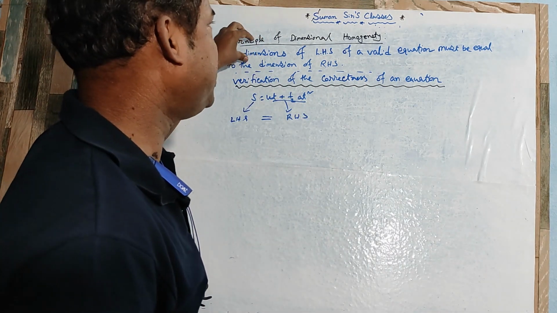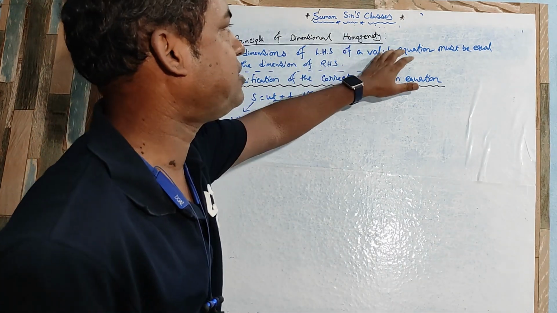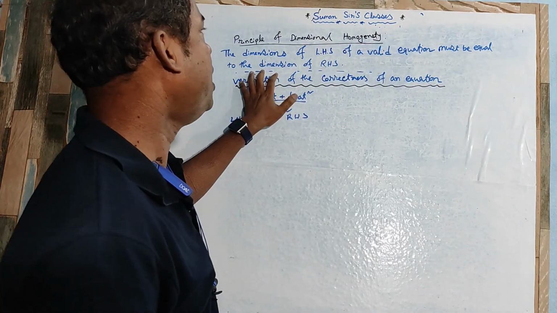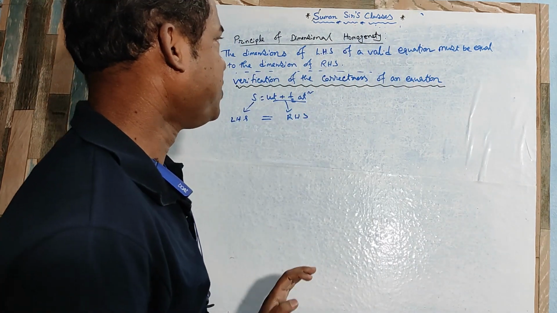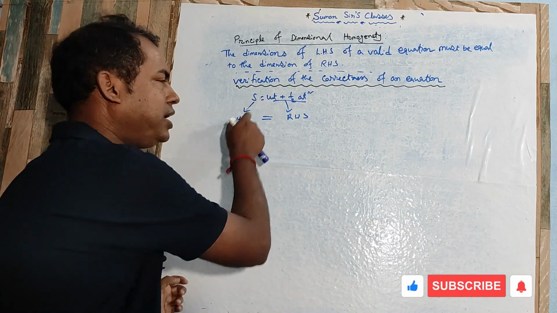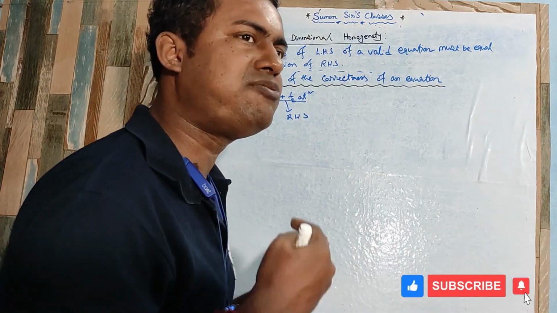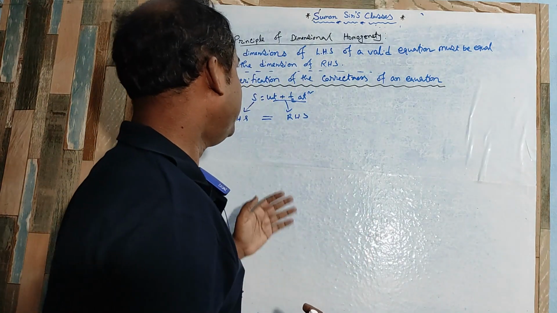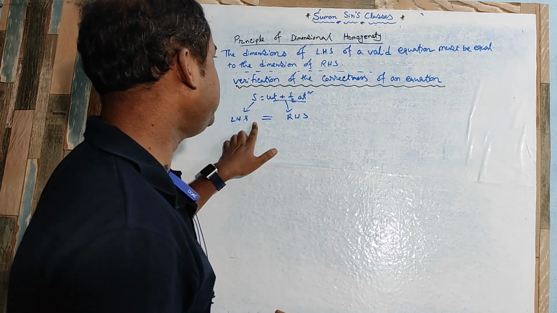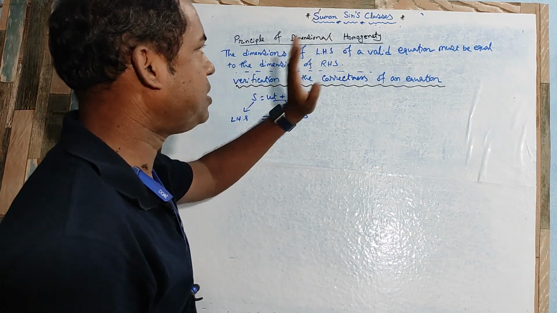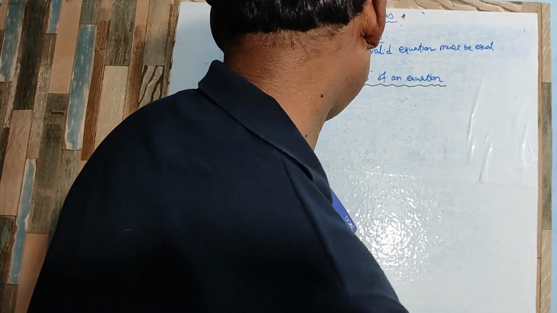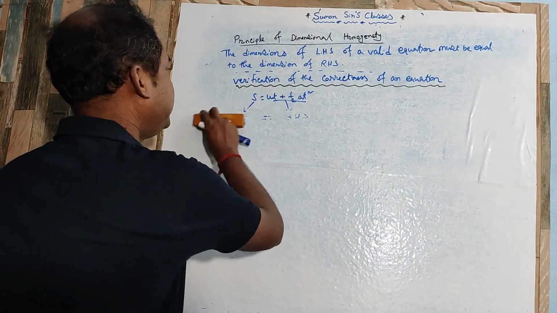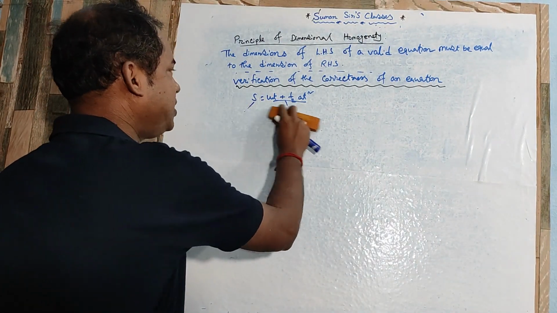So this is the principle of homogeneity: the dimension of the left hand side of a valid equation must be equal to the dimension of the RHS. Whether it is a mechanical equation or any other equation, how can we know if it is valid or not? We know it from the use of dimensions, that is, the principle of homogeneity. So let's discuss the verification of these equations.